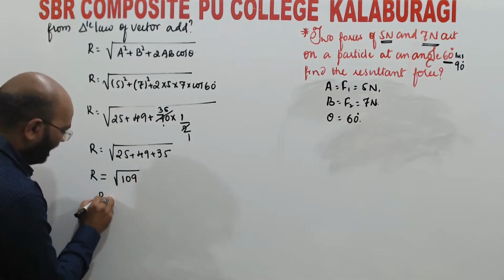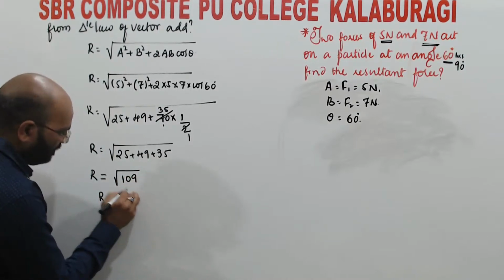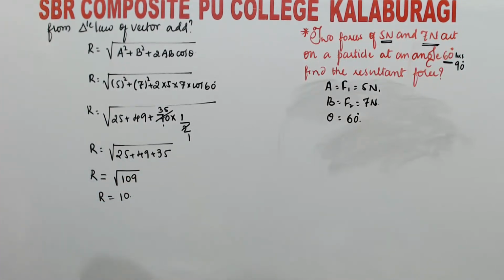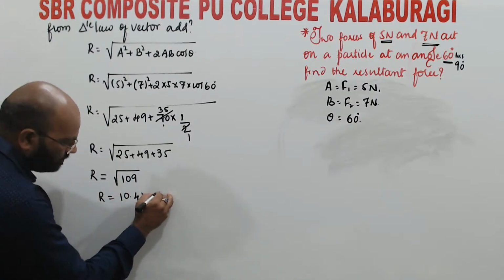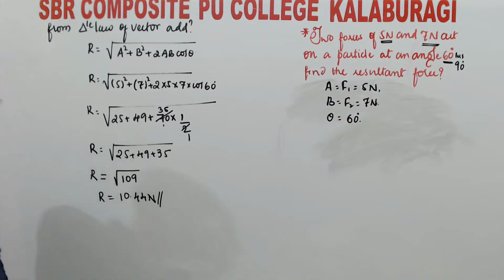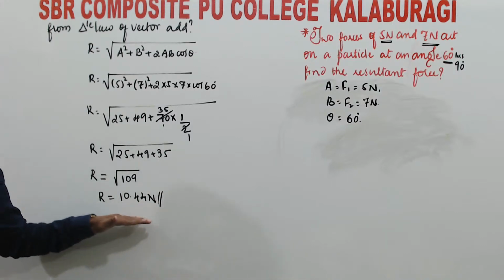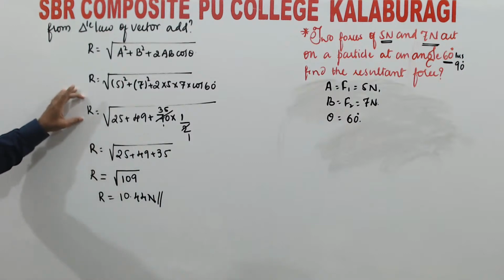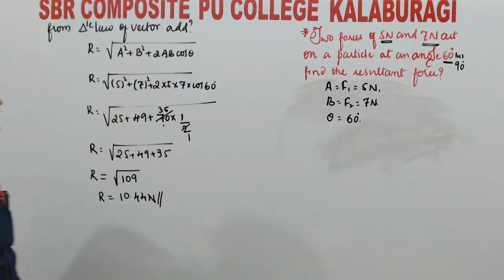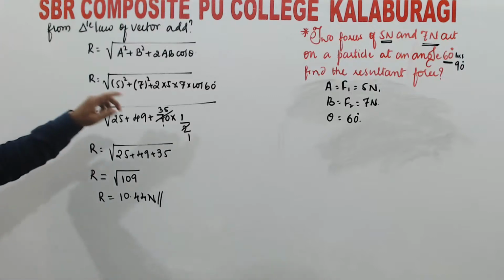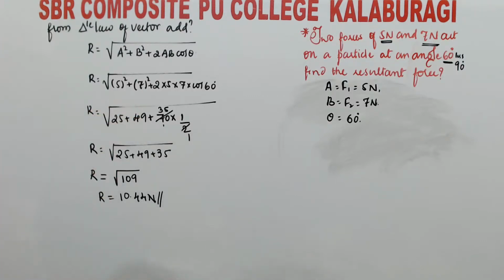Therefore, resultant R is equal to 10.44 Newton if I remove the root. This is the corresponding resultant force acting there. So this is the resultant force related to the given forces that we calculated. Then how much will the corresponding angle between the two vectors be? It is 60 degrees, which we have to use in the formula.